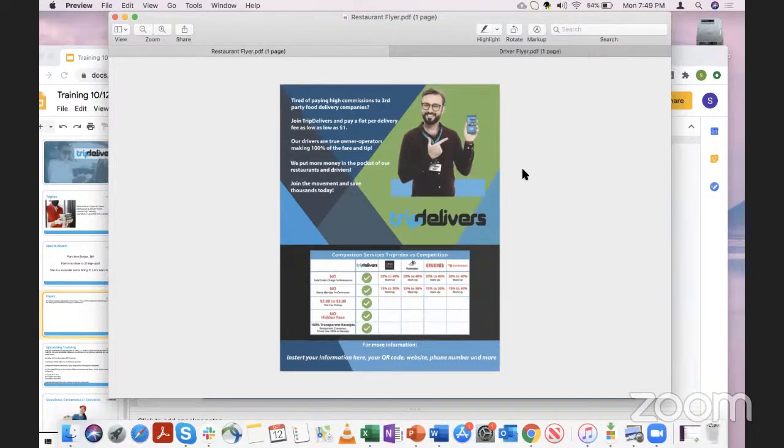So it's basically going to give just some information along the top about the key points of tired of paying high commission to third-party delivery food companies, join Trip Delivers and pay a flat fee per delivery as low as $1. The fact that the drivers are true owner operators and get 100% of the fare and tips. We put more money in the pocket of our restaurants and drivers, and then join the movement and save today. It's a little bit of information to pique the interest. And then we have that comparison chart along the bottom. And then here for more information is where you would insert your QR code, website, phone numbers, and more.